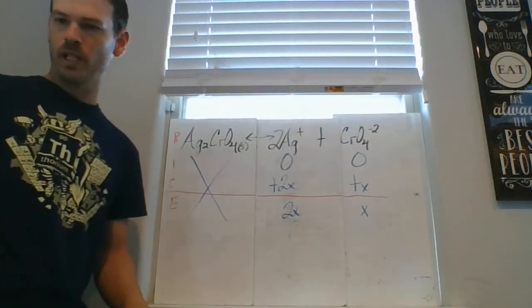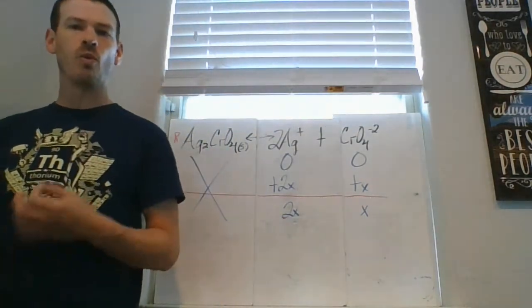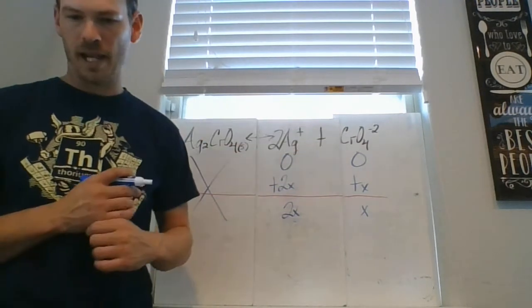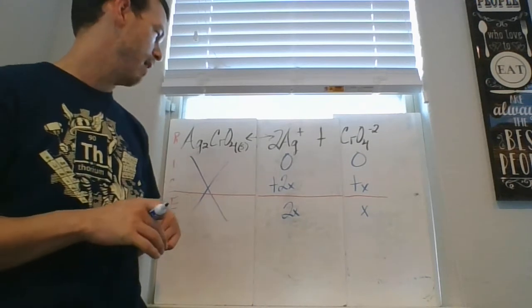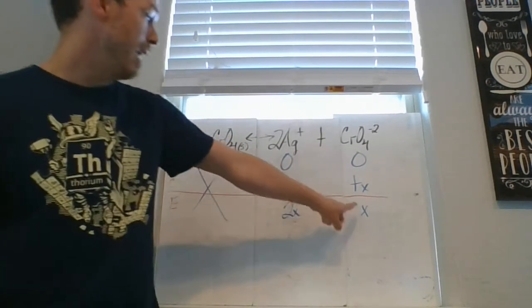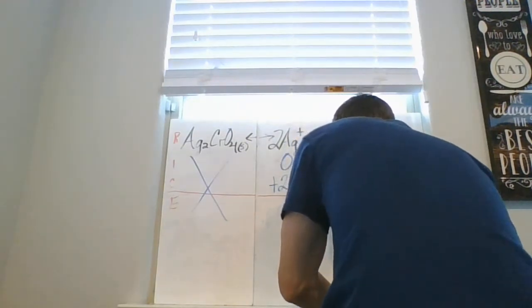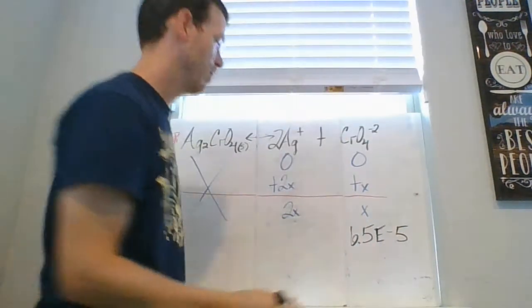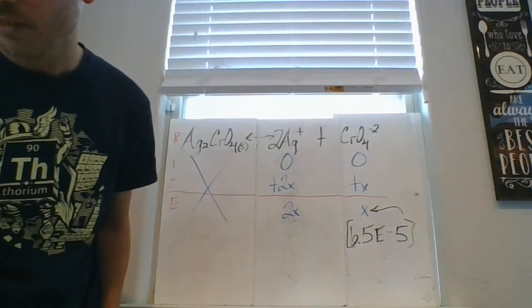And then if you read the problem, you'll see that you are given the concentration of the CrO4 2-. And you're given a concentration of 6.5 E negative 5. So basically it's telling you that x is 6.5 E negative 5, this concentration. I think I missed a sig fig there. Does it give us an extra one? Yeah, there's a 0 here. So, sorry.